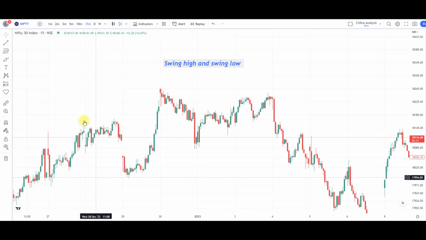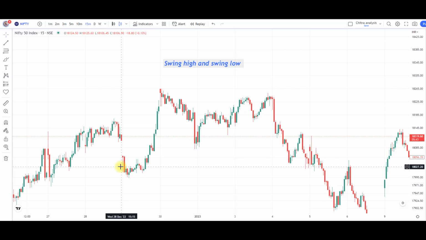Now I have logged into TradingView and this is the Nifty chart. Before drawing the Fibonacci, we need to understand the swing high and the swing low. So what do you mean by swing high? Swing high is the highest point displayed in the given period of time. Say for example, this is the 15 minutes time frame. So in the 15 minutes time frame, we need to identify which is the swing high, and the same for the swing low. Swing low is lower than any other point in the given period of time.